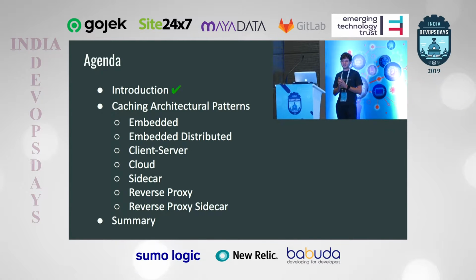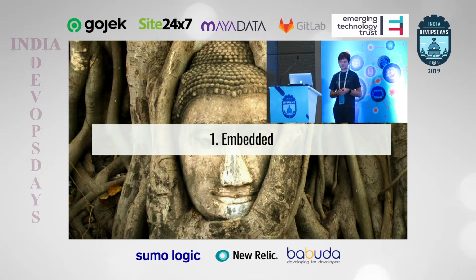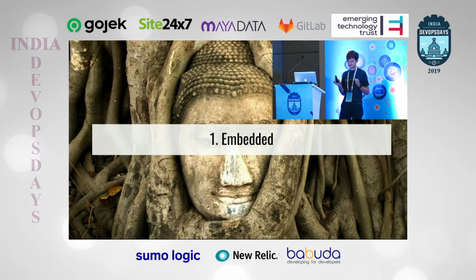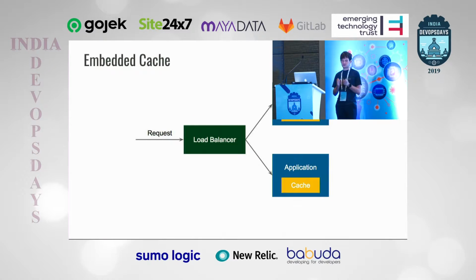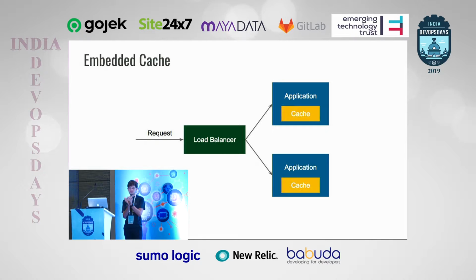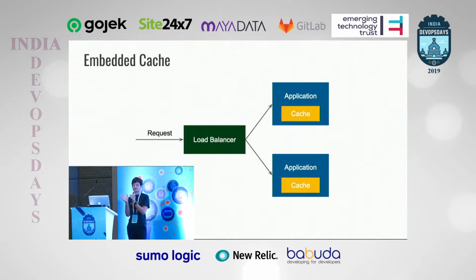Let's start from the first architectural pattern, which is embedded cache. That is the simplest possible. It looks as follows. A request comes to our system, it goes to the load balancer, and the load balancer forwards this request to one of the application web services. Now the application wants to check in the internal cache, do I have this cached value or not? If yes, return the cached value. If not, do some long-lasting business logic and then put it into cache and return the response.